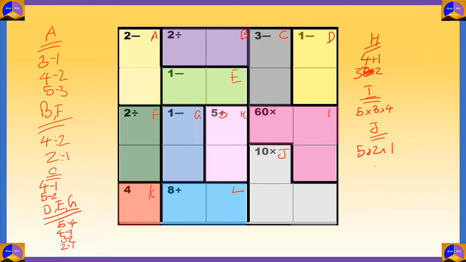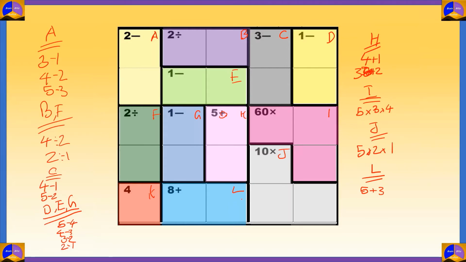Now, let's look at cage L. In this case, there are 2 cells and the operation is addition. After adding, our result must be 8. The only option is 5 plus 3. We can't use 4 plus 4 because then it would be a repeat of 4 in the same row.